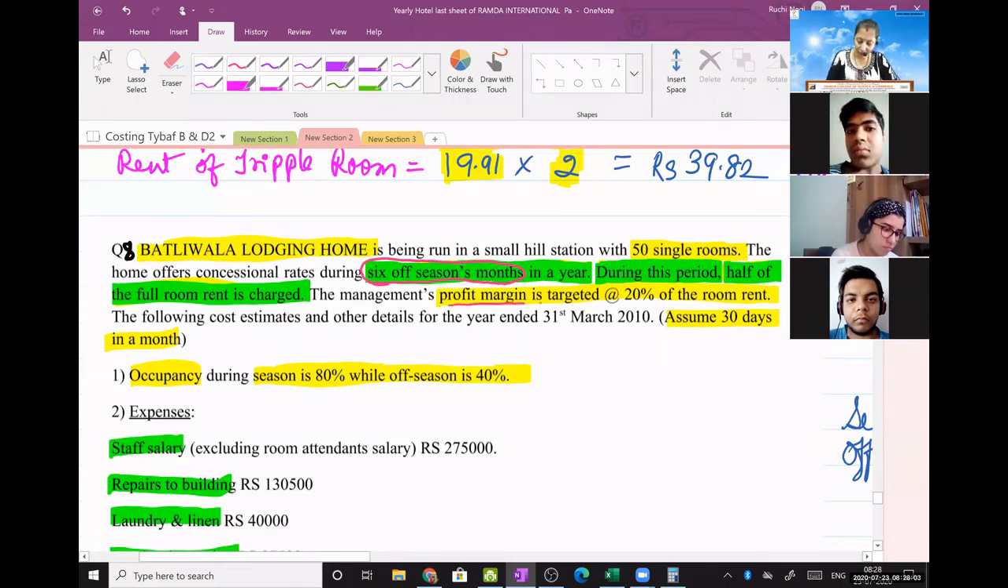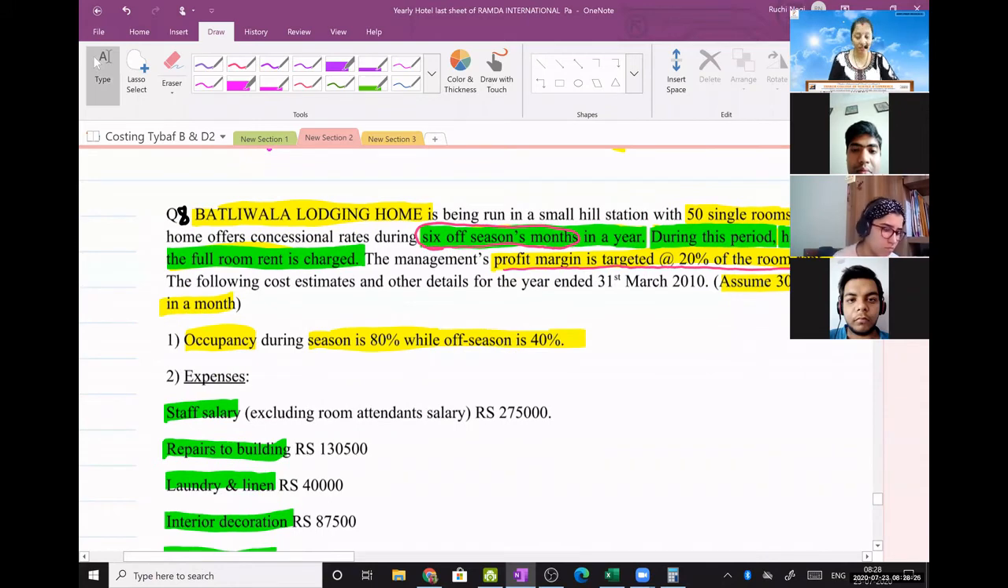So management is going to charge a profit of 20% on the room rent. We know room rent is the base, revenue is the base, so revenue will be 100. That you have to do at the end. The following estimates and other details for the year ended 31st March 2010 assume 30 days in a month. Occupancy during seasons is 80%, while off seasons is 40%. So now your sum is divided into 6 months of seasons and 6 months of off seasons.